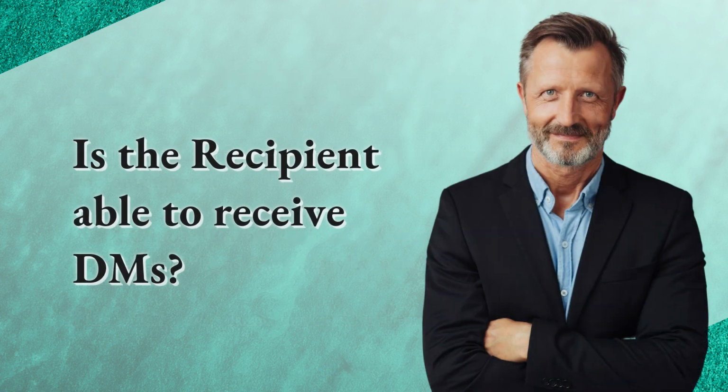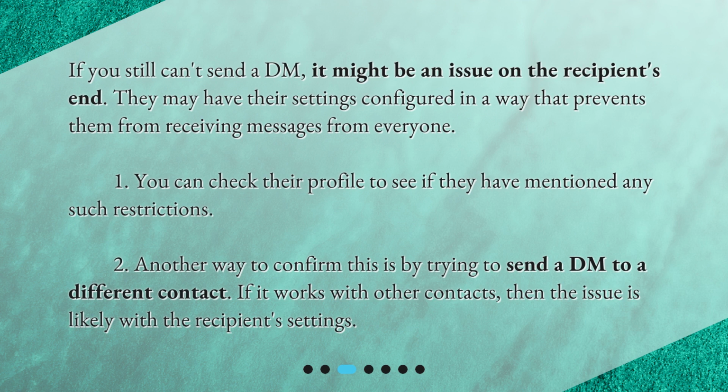Is the recipient able to receive DMs? If you still can't send a DM, it might be an issue on the recipient's end. They may have their settings configured in a way that prevents them from receiving messages from everyone. 1. You can check their profile to see if they have mentioned any such restrictions. 2. Another way to confirm this is by trying to send a DM to a different contact. If it works with other contacts, then the issue is likely with the recipient's settings.